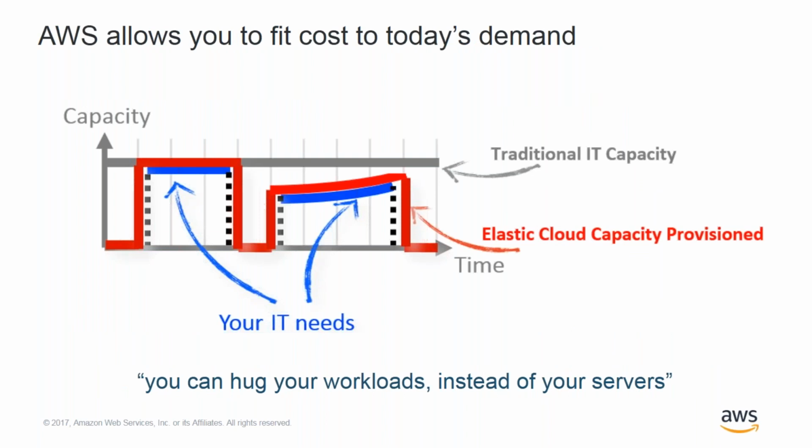And so AWS also lets our customers fit cost to today's demand. Traditional infrastructure, because of the long lead times and procurement times, customers needed to provision for peak. And so, for example, if you had customers visiting your website during Christmas and you expect a peak, then several months ahead of time, you already need to buy for that peak capacity. On AWS, it's different. You can provision for today's needs and today's demand, which means you can hug your workloads instead of your servers.